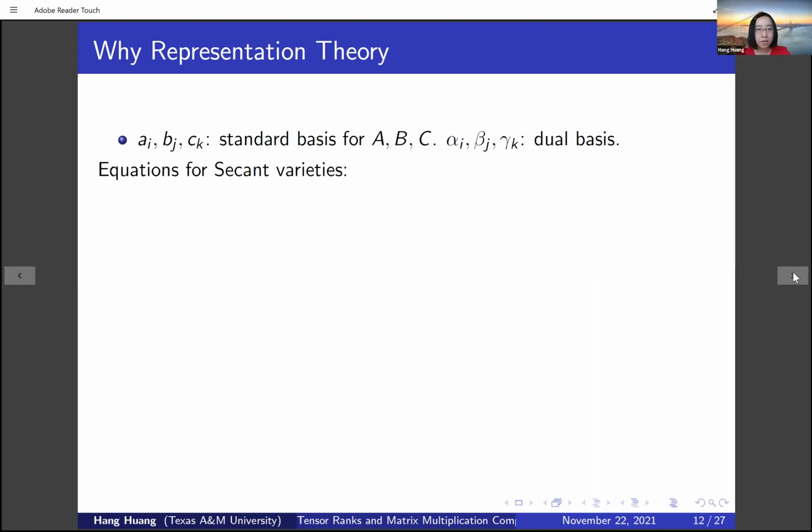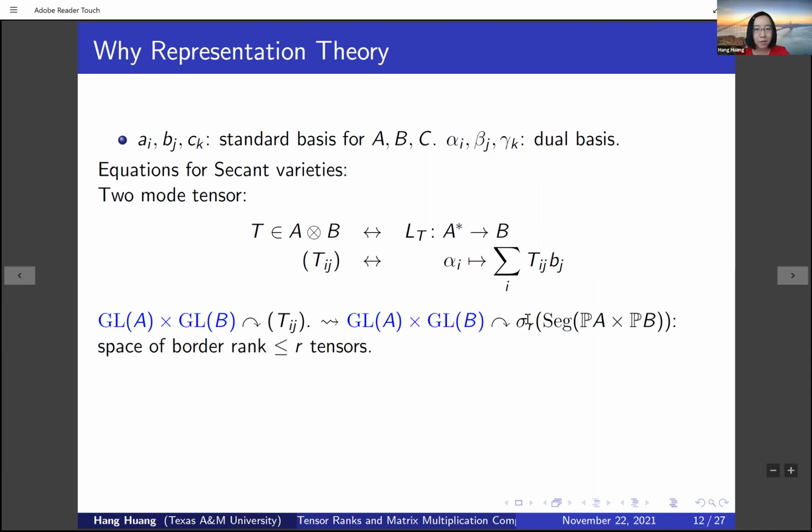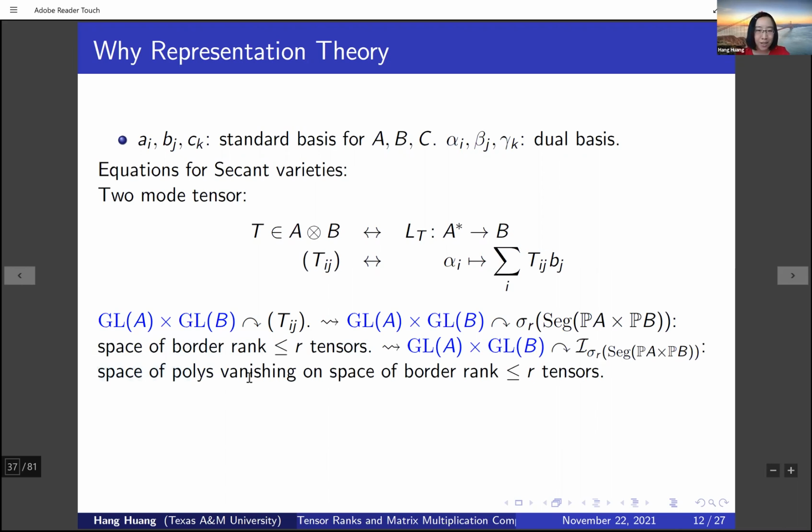The easiest case for finding the equations is two-mode tensors, which just means matrices. For a matrix, I want to think of matrices as isomorphic if they differ only by a change of variable. In other words, I have a group GL_A cross GL_B acting on the space of two-mode tensors, or matrices. It induces an action on the rth secant variety of the Segre embedding, or you can think of it as inducing an action on the space of border rank less than or equal to r tensors. So it also induces an action on the defining equations of this rth secant variety, the space of polynomials vanishing on border rank less than or equal to r tensors.